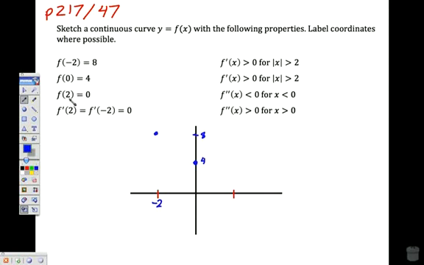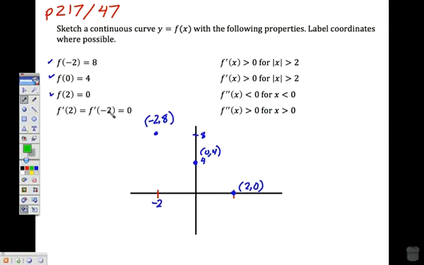When x equals 2, y equals 0. That's a dot on the graph right there. And if that's all we did, it would look like a straight line, and we might think we should draw a straight line through it. But that won't satisfy the rest of these requirements. So we're just putting those dots on the graph. And since it does ask us to label coordinates where possible, we'll go ahead and write those in. This is -2, 8. This is 0, 4. This one is 2, 0. And we've done those 3 requirements.